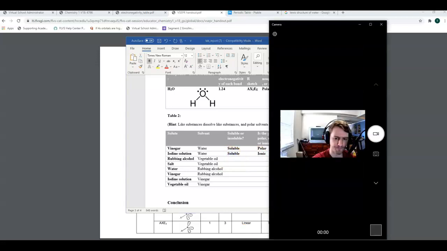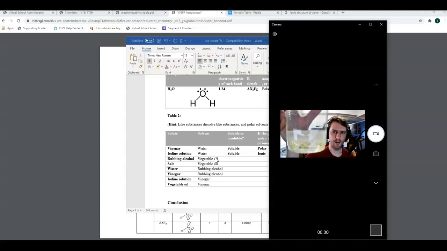So anyway, sorry. Rubbing alcohol. What we're going to do is figure out if rubbing alcohol is polar or non-polar by mixing it with, here's my rubbing alcohol, vegetable oil. All right, so I'm going to add a little bit. And let's just wait for a second.